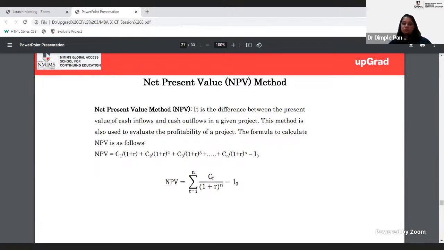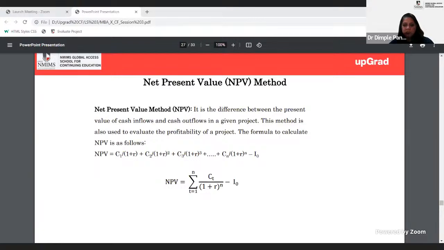Do I want that number to be positive or negative? Do I want that number to be positive the better or negative the better? Positive the better. The number has to be positive, then it's going to be better. That means the amount that I'm earning from the project is definitely greater than the amount that I am going to invest in that particular project.